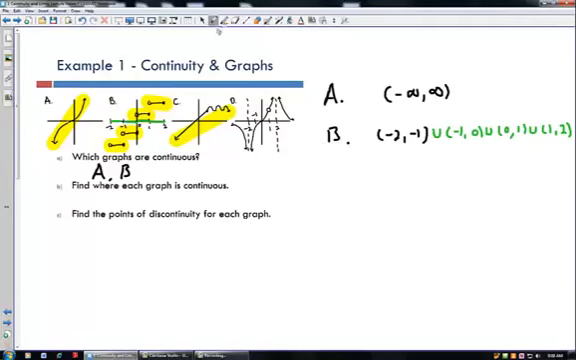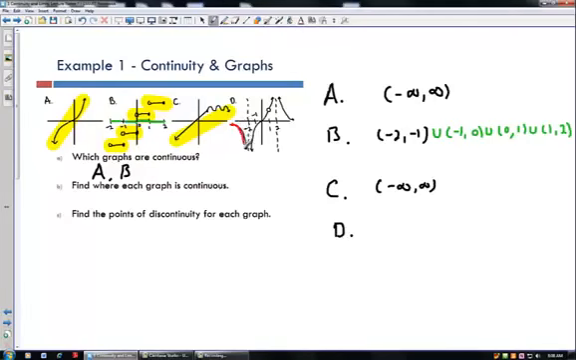So union (1, 2). And then if we look at graph C, you'll see it's continuous everywhere, so from minus infinity to infinity. And then finally D. D is continuous in pieces. Again, you can trace it. Let's use a red marker, and we can trace it.